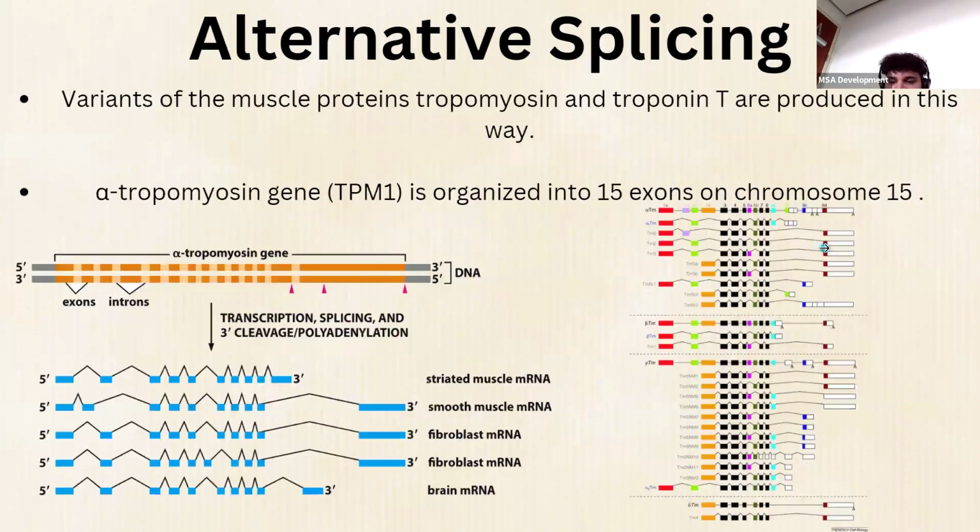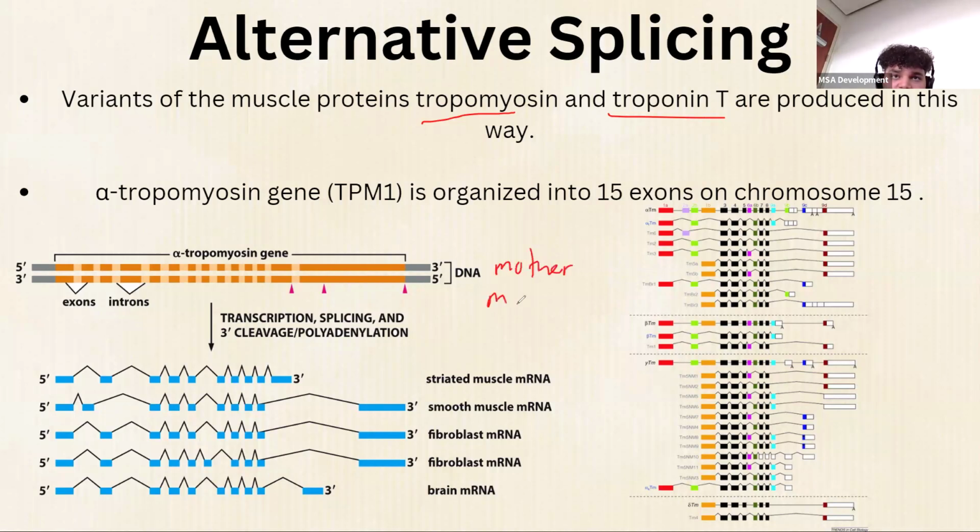That's called alternative splicing. Now, he gave you two examples that you need to remember. The first one is the variants of the muscle proteins, tropomyosin and troponin T. Tropomyosin and troponin T are produced in this way. They all come from a mother mRNA. So this right here, this is the mother mRNA.